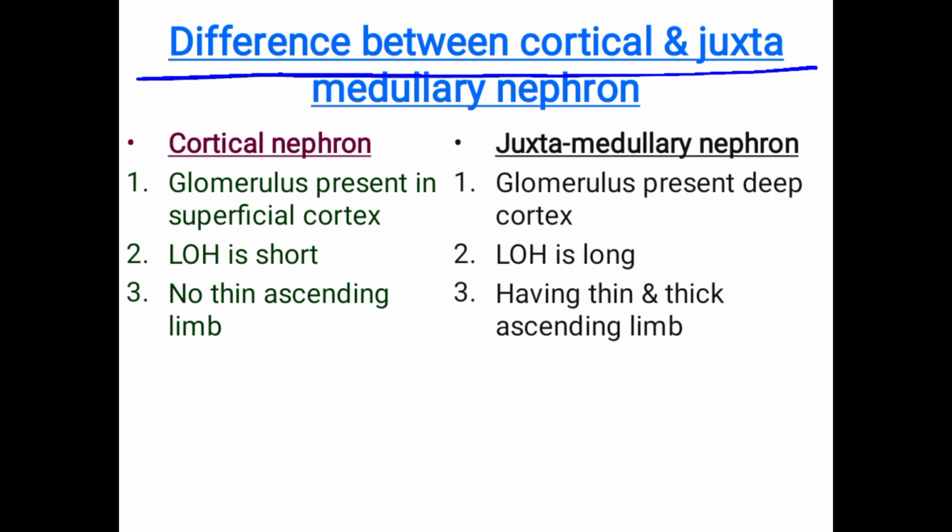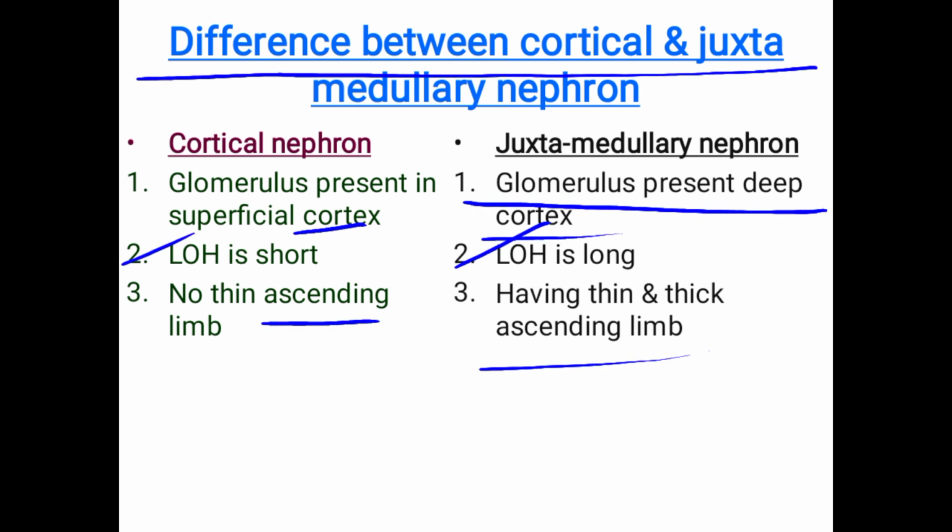In the cortical nephron, the glomerulus is present in the cortex only. In the juxtamedullary nephron, the glomerulus is present deep in the cortex. The loop of Henle is short in the cortical nephron, and here it is long. In the cortical nephron there is no long ascending limb, whereas the juxtamedullary nephron has both thin and thick ascending limb.